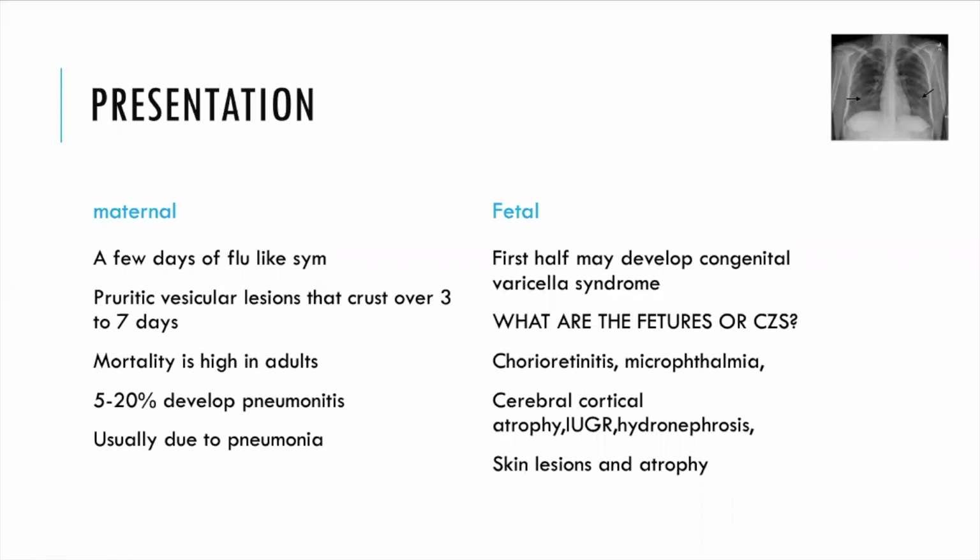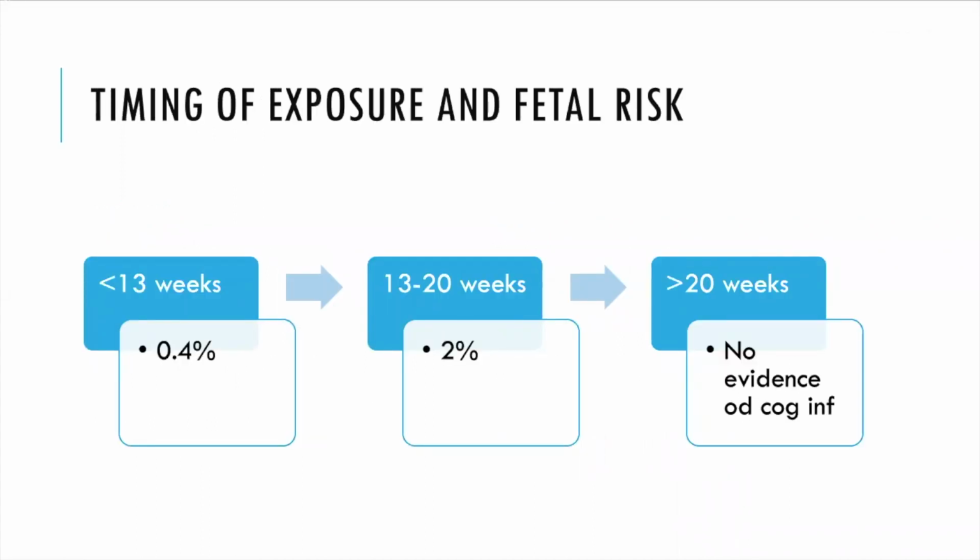Fetal: in the first half of pregnancy, the fetus may develop congenital varicella syndrome. What are the features? Chorioretinitis, microphthalmia, cerebral cortical atrophy, IUGR, hydronephrosis, skin lesions and atrophy of the bone. Timing of the exposure is very important and it estimates the fetal risk.